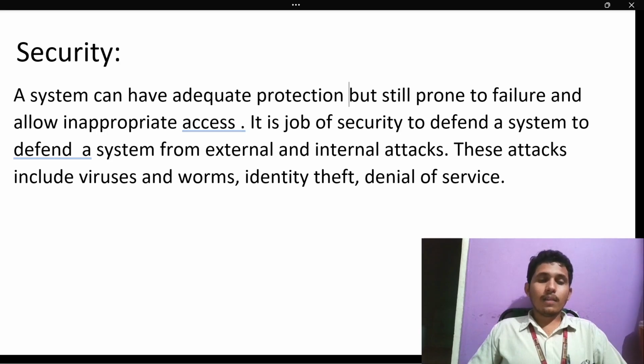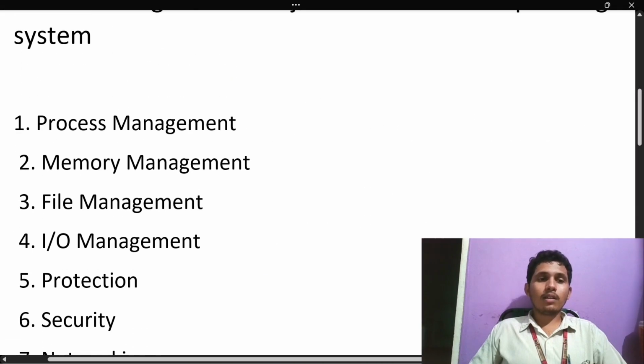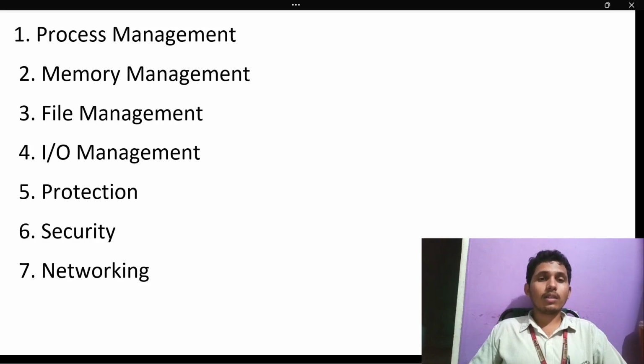So these are the major functionalities of operating system: security and protection. There are many other functions like process management, memory management, file management, IO management, and networking. These also are the major functions of the operating system, which are very useful in maintaining our system.